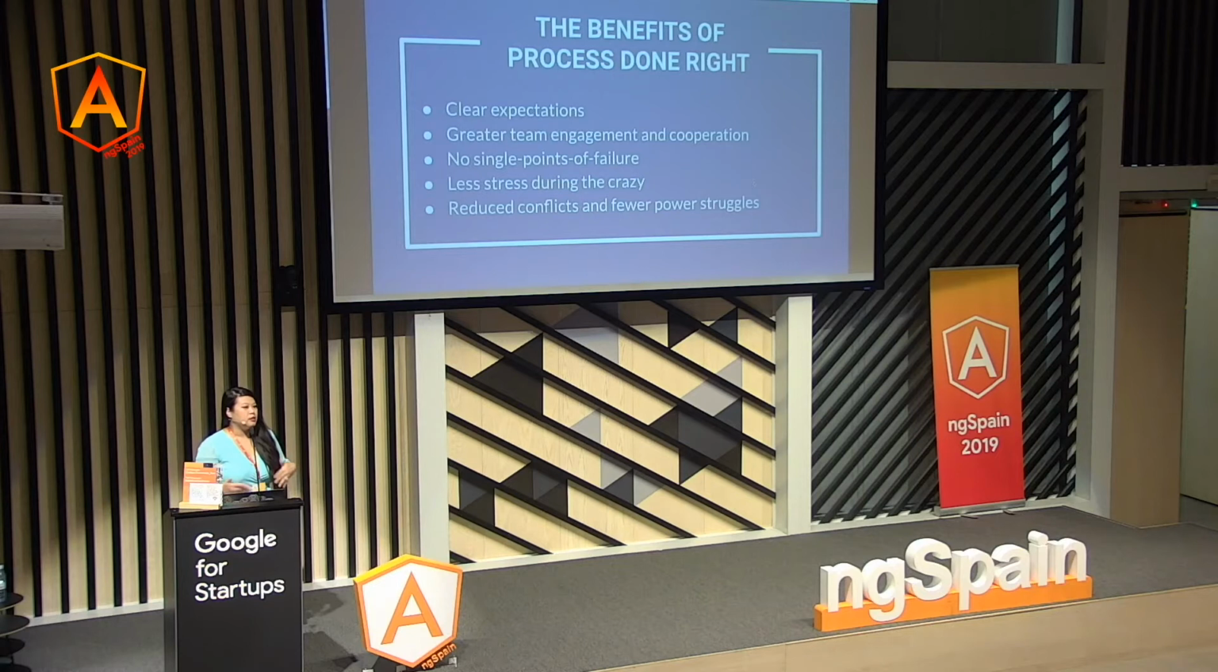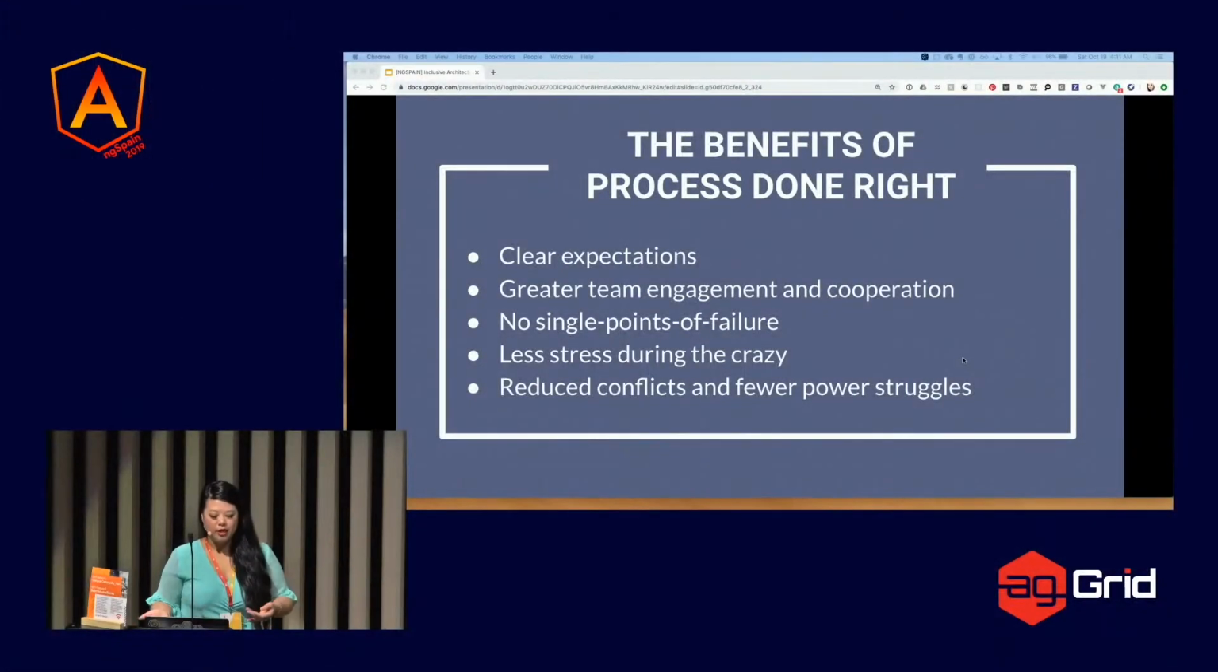But if you do process right, you actually think about, hey, okay, I am going to do process. Then all of a sudden your team has clear expectations. There's expanded team engagement and cooperation. There's no single points of failure, that whole idea of being hit by a bus. Less stress during the crazy times. There's no more conflict and power struggles that happen.